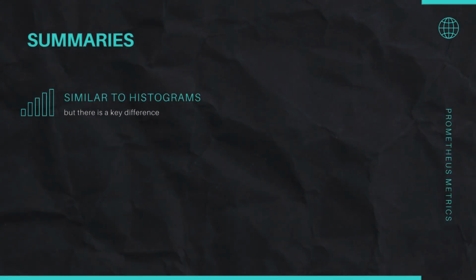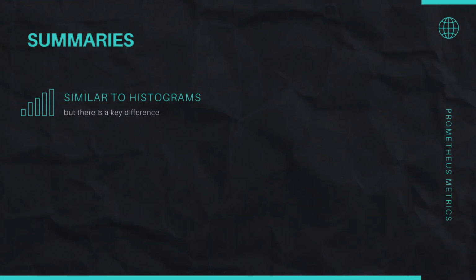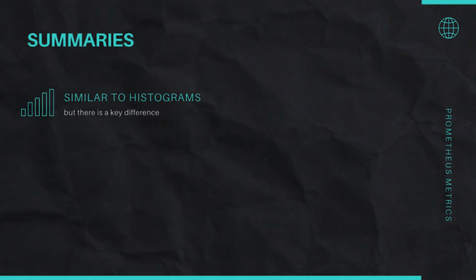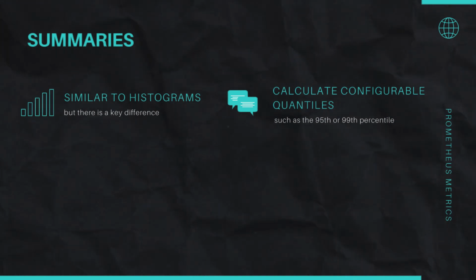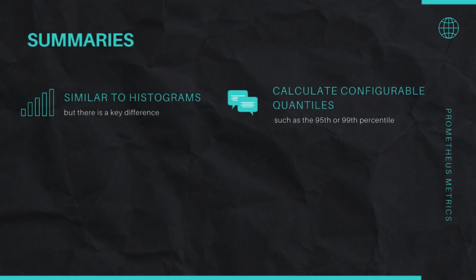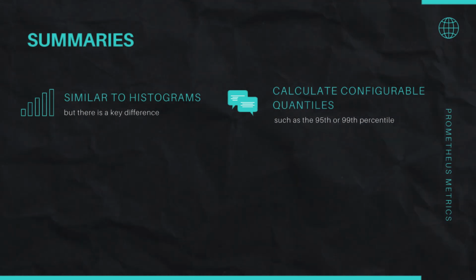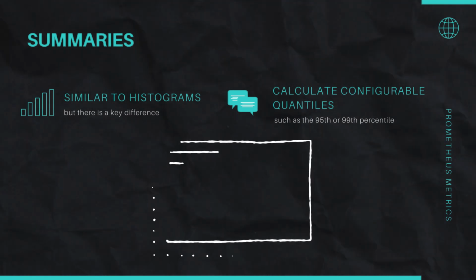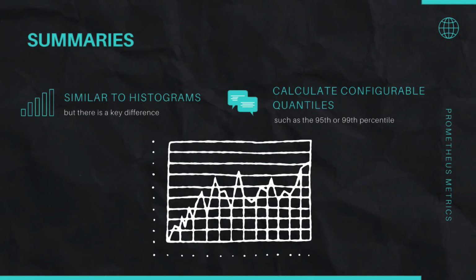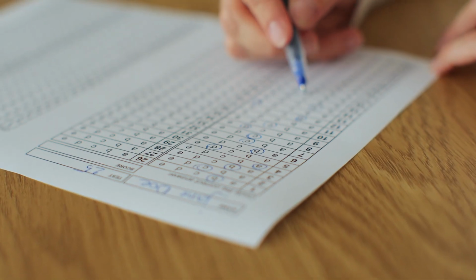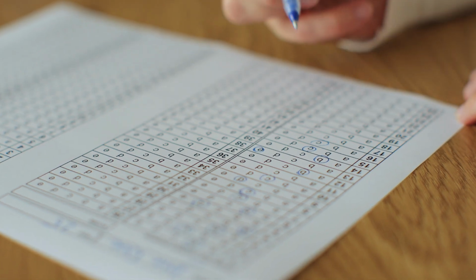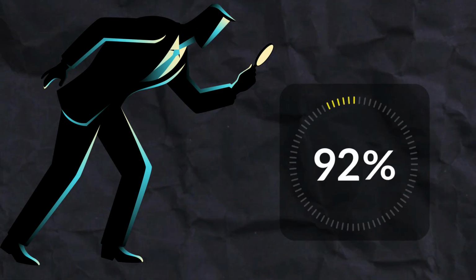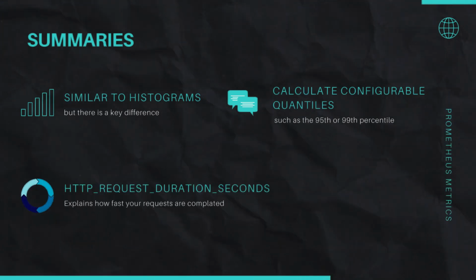Use cases for histograms include tracking request duration or latency, monitoring data sizes like payloads, and understanding the distribution of response times. Finally, we have summaries. Summaries are similar to histograms but with a key difference, which we'll understand better with an example. They calculate configurable quantiles, which are essentially percentiles, such as the 95th or 99th percentile. This means you can see, for example, that 95% of your requests are completed in under 2 seconds. Think of a summary like the grading system for an exam. You might not care about the average score, but instead want to know the score at the 90th percentile. We'll understand this with an example.